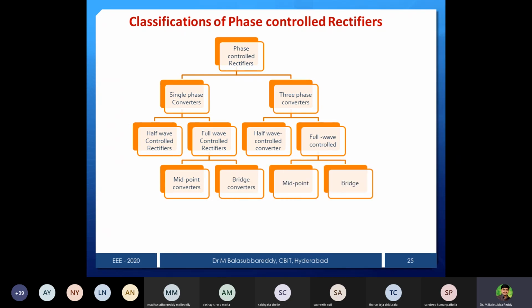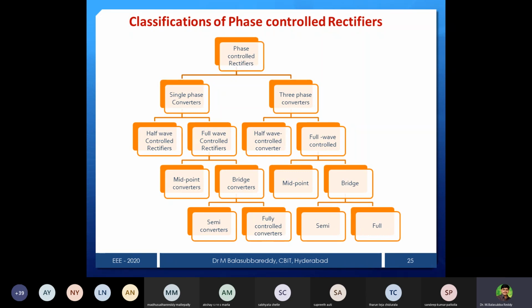Similarly, in the 3-phase also the same. And again, the bridge type we divided into two things. So one is a semi converter, another one is a full converter. So these are, again in the case of 3-phase also, semi converter and full converter. So these are the major classifications. If this chart is completed, that means your third unit will be completed.